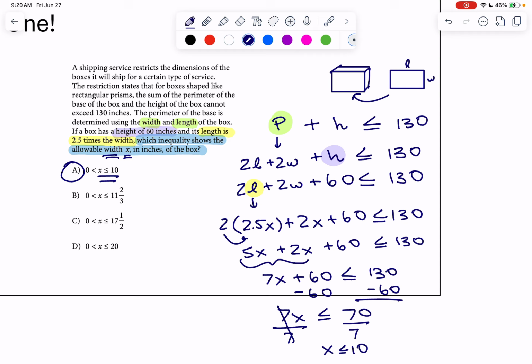Now, the question we can ask ourselves is, where did that greater than 0 come from? Well, if our width is 0, then we don't actually have a box, and if it's less than 0, then we have a negative width, which would be very strange and not a thing that happens in the real world. So that's a real world restriction that we want to make sure we put in there.